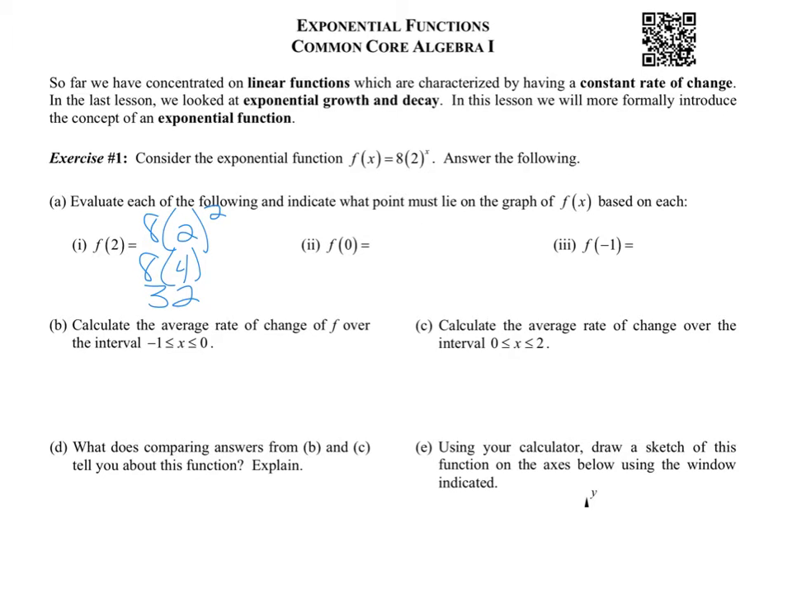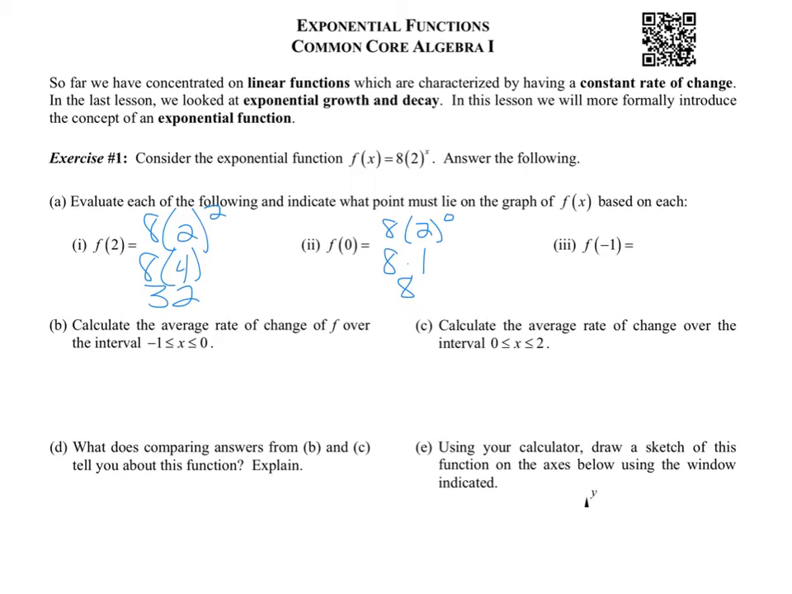Double I. 8 times 2 raised to the 0 power. Well, we have to recall from the lessons prior that anything to the 0 power is 1. So 8 times 1 is going to give me 8.